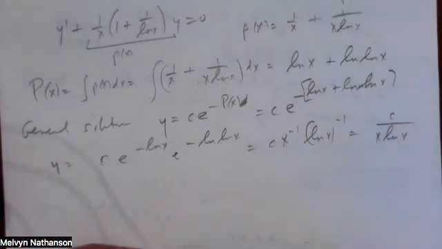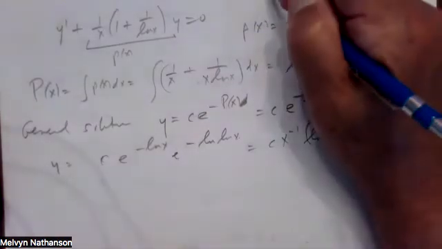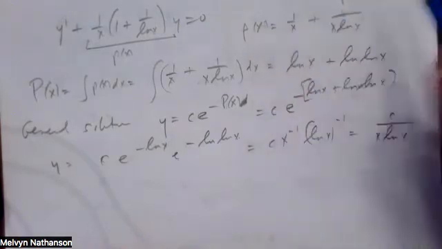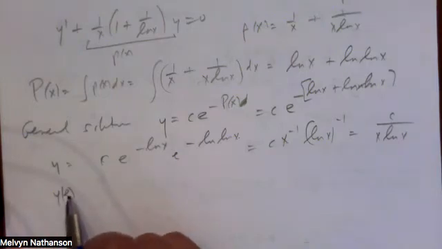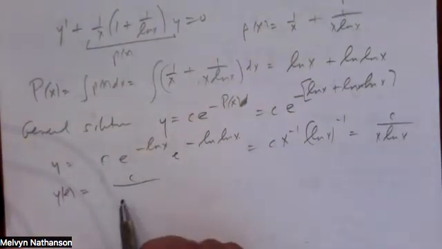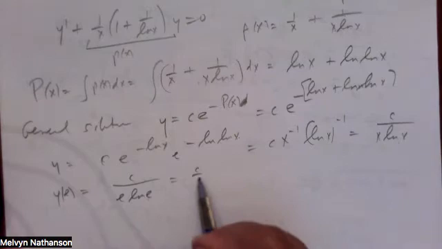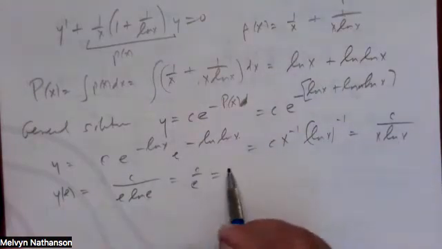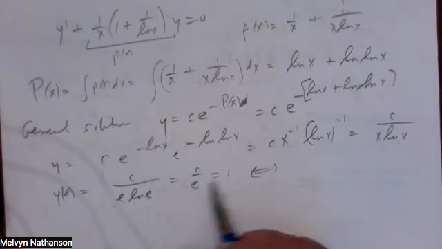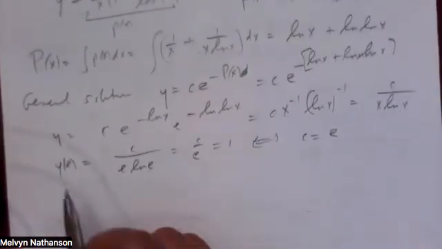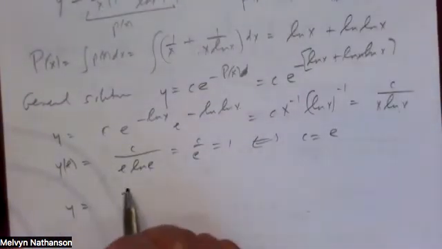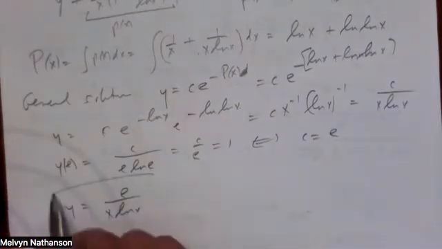How do we solve the initial value problem? Oops, sorry, I wrote down that the initial value problem was y of e is equal to 1. So y of e, when you let x equal e, you get C over e log e. Log e is 1. This is C over e, and we want this to be equal to 1, which means C is equal to e. So my solution to the initial value problem is y is equal to e over x log x.